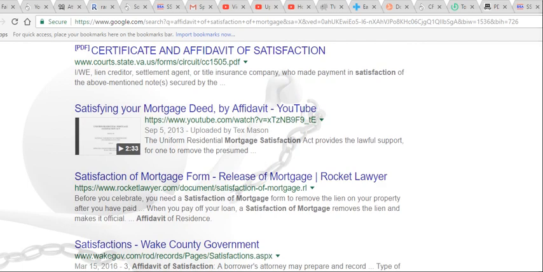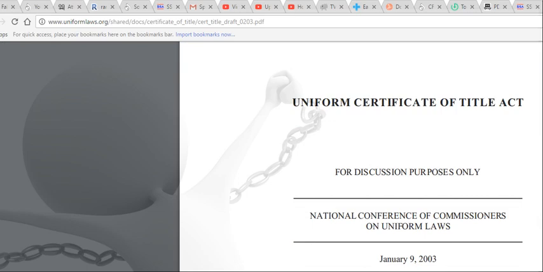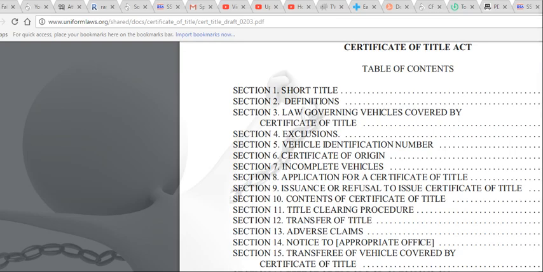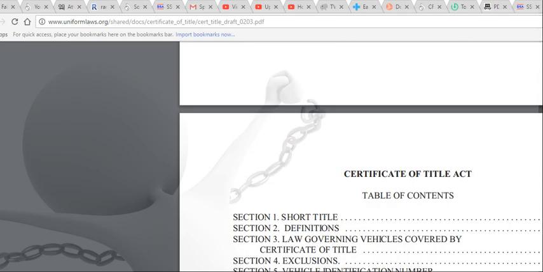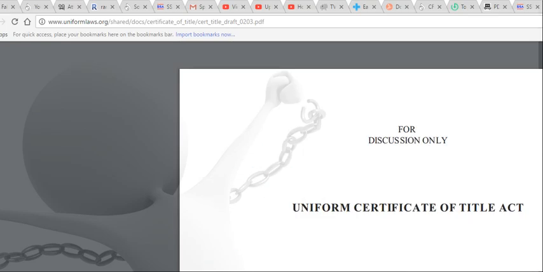New York has a satisfaction of mortgage law. Okay, all the states must follow this law. Ladies and gentlemen, I already have this. I should have the Uniform Certificate of Title Act. Okay, for discussion only. It's only for discussion. They're saying it's not law. National Conference of Commissioners on Uniform Laws. Ladies and gentlemen, this act was put into law. The Uniform Satisfaction of Mortgage Act was actually put into law.